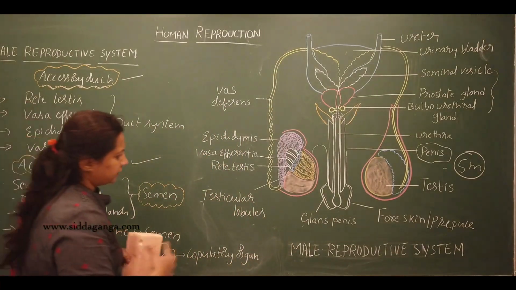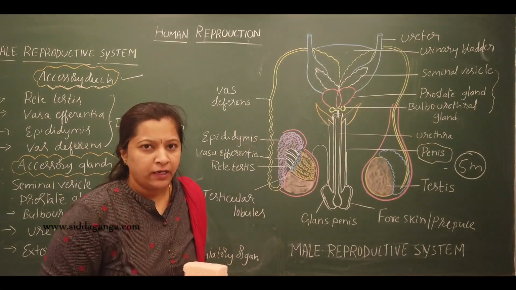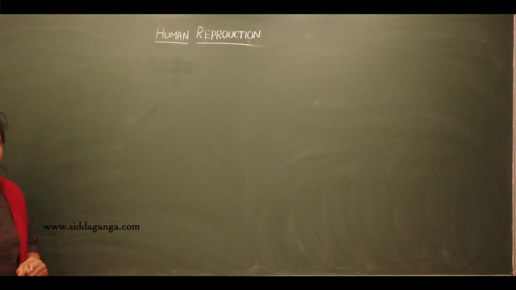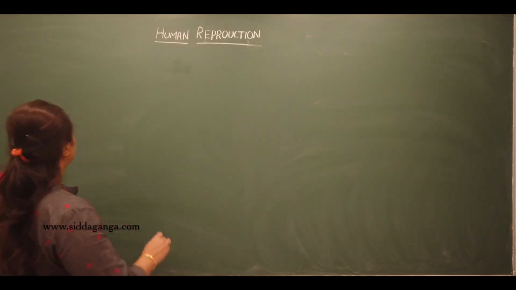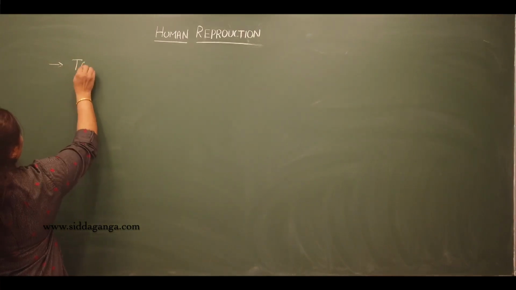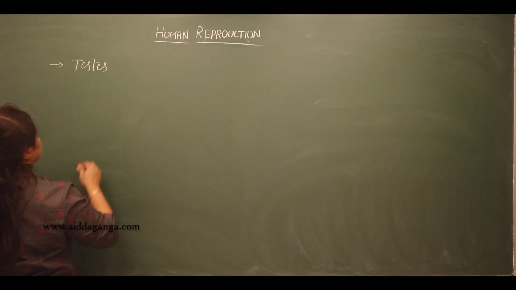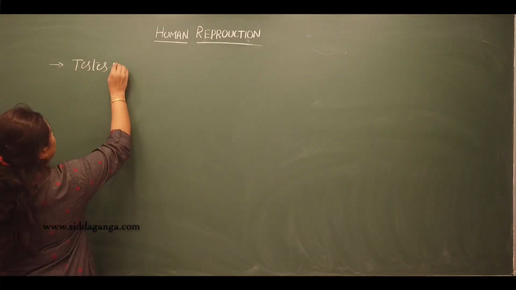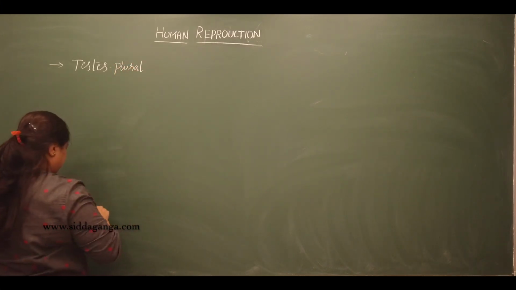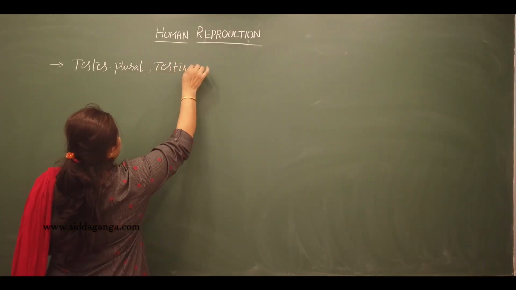So let us discuss the primary sex organs as well as the secondary sex organs one by one in detail. Let us discuss first the primary sex organs. The primary sex organs include a pair of testes. Testes is plural; testis, T-E-S-T-I-S, is singular.